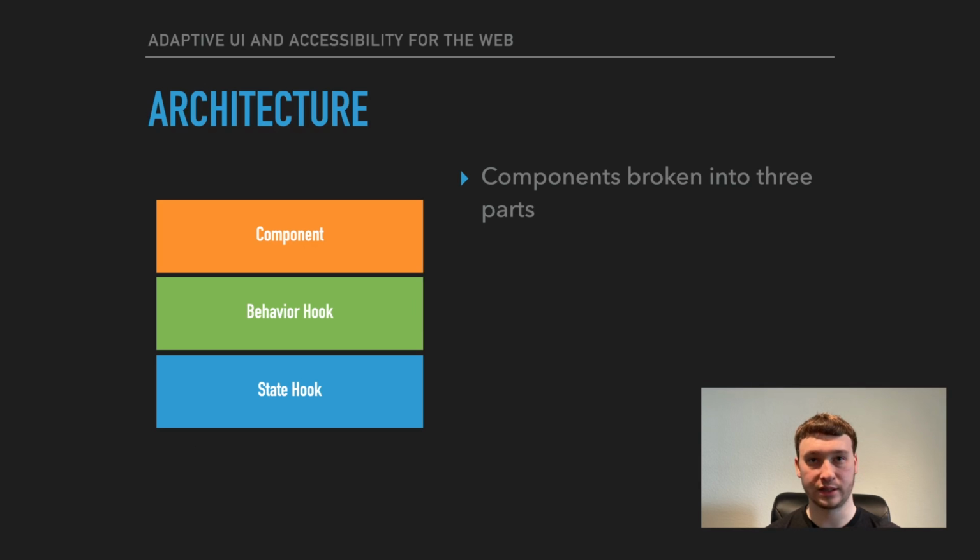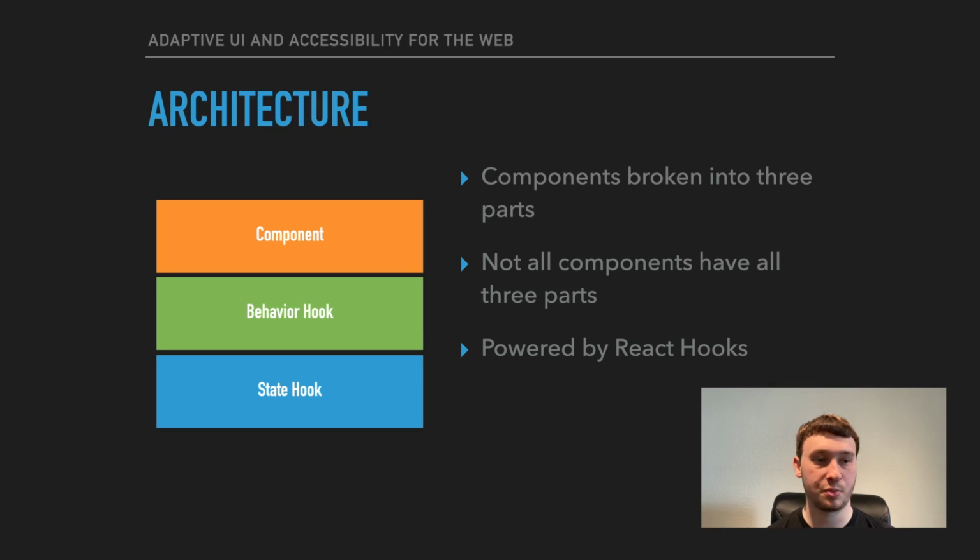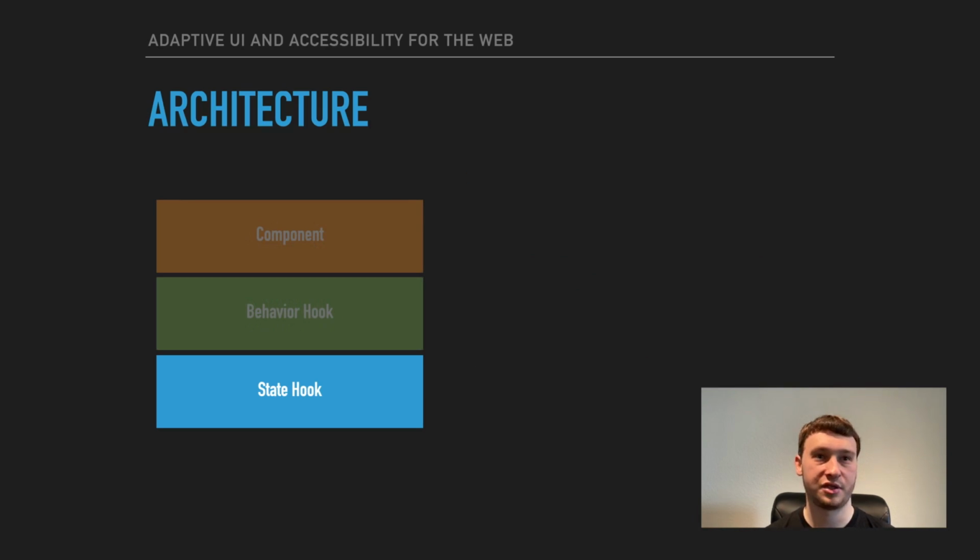In order to build this, we split each component in our architecture into 3 parts: state, behavior, and the rendered component. Not all components have all 3 parts. For example, some components don't have state, so components have the pieces that make sense for their use case. And of course, all of this is powered by React hooks. At the bottom, we have the state hook.